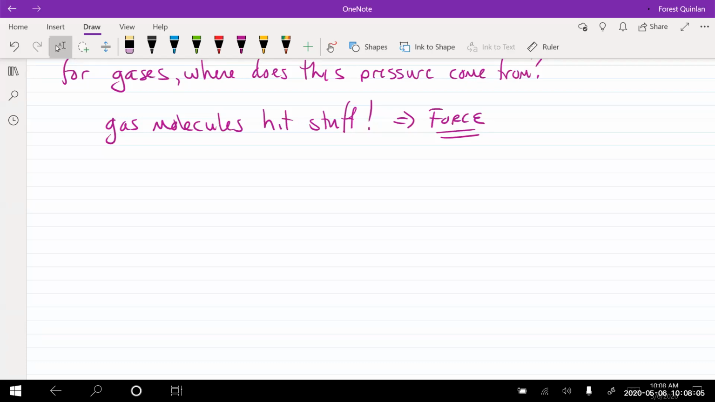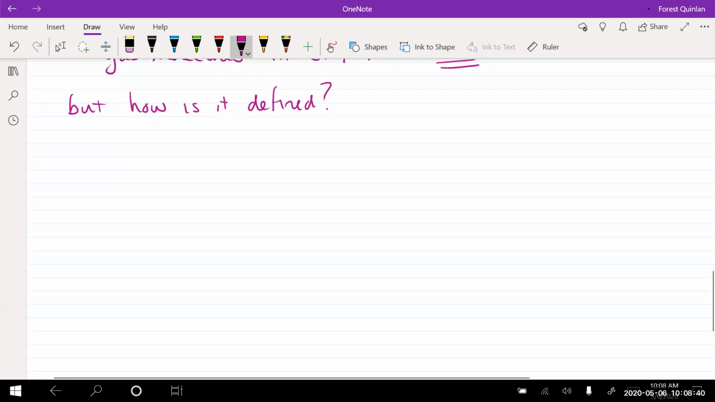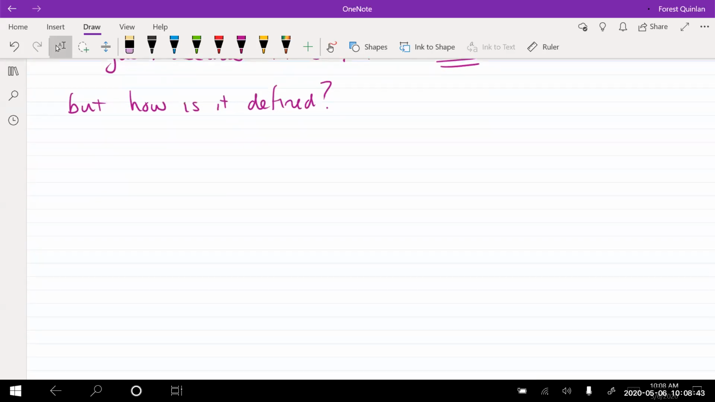And so let's talk about that pressure. So we know where it comes from. Gas molecules hit stuff, but how do we define it? But how is it defined? When we talked about temperature, we had the Kelvin scale go down to 0, nothing's moving except for electrons whizzing around the nucleus. Or if we're talking about Celsius, it's where water freezes and boils and stuff like that. So we had a benchmark. We had a place where it's defined.